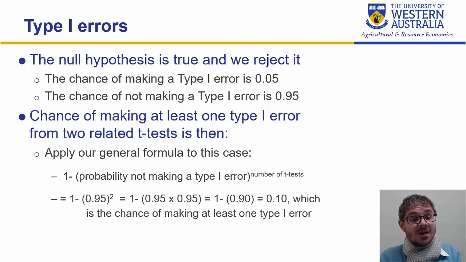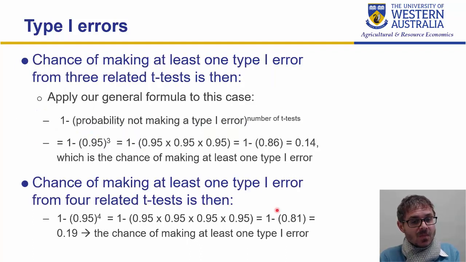So there's been quite a marked increase in the chance of making a type 1 error if we have related t-tests. So the chance of making a type 1 error is this general formula here: 1 minus the probability of not making a type 1 error, which is controlled by alpha, to the power of the number of t-tests that we make.